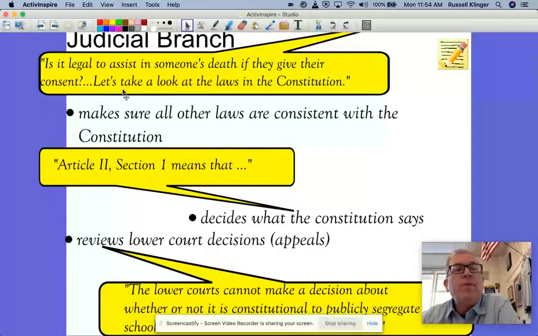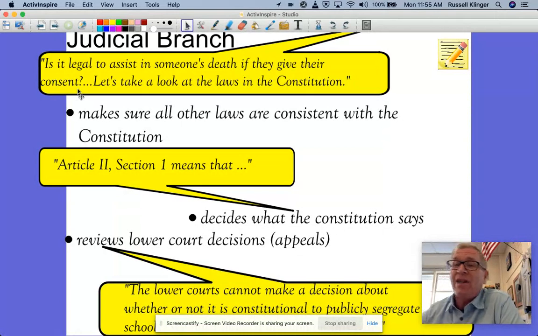Some of the things that the judicial branch does is it makes sure that all other laws are consistent with the Constitution. So when there's a law that's proposed and passed in a state or the federal government, one of the jobs of the Supreme Court in the judicial branch is to determine, is that law valid? Is it consistent? So, for example, is it legal to assist in someone's death if they give their consent, right? In some states, I'll tell you, it is. And in some states, many states, it's not.